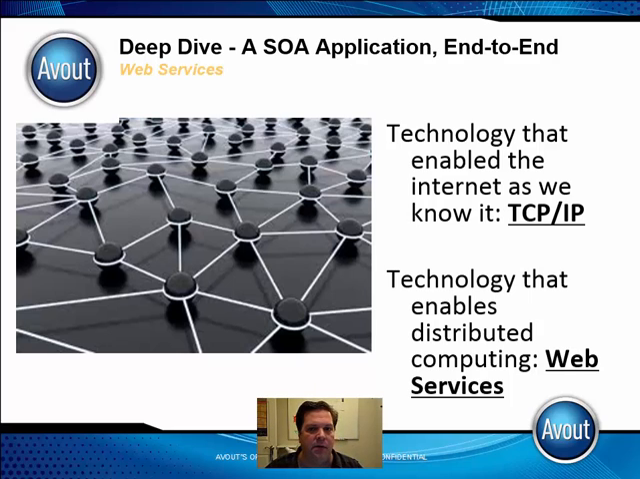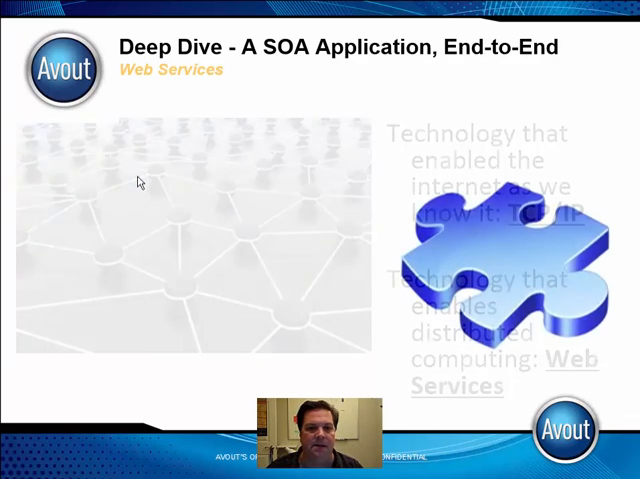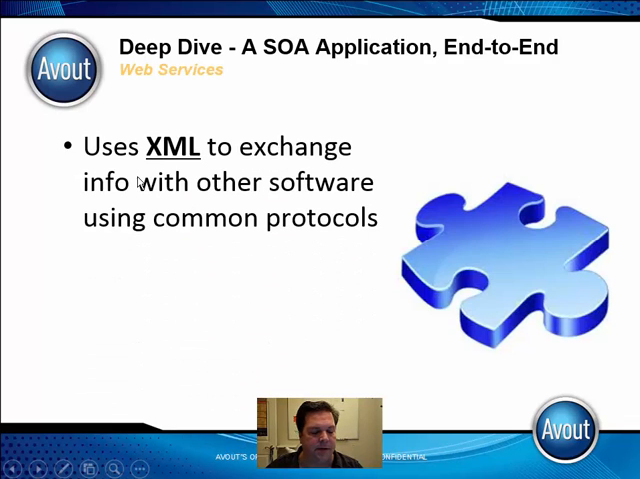They're little pieces of code that do a very specific piece of functionality, and then we can start putting these different web services together into what are called composite applications. A web service uses XML to exchange information with other software using common protocols. There's a different type of web service that we're going to take a look at called REST, where we're not limited to just using XML messages. We can use other types of messages inside of our web services. But for the most part, XML is the most common de facto way of exchanging information between web services and your applications.